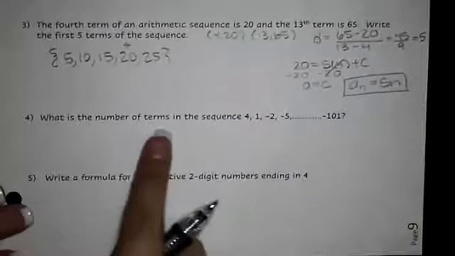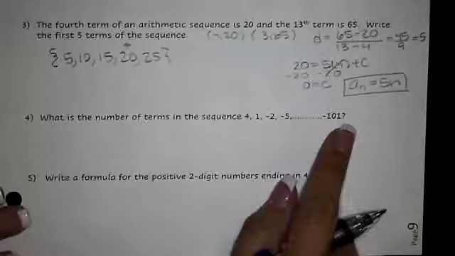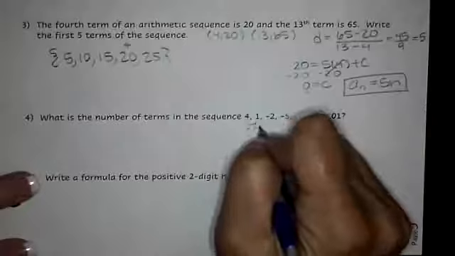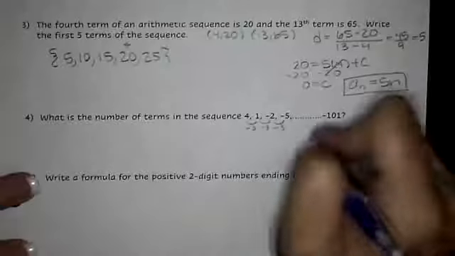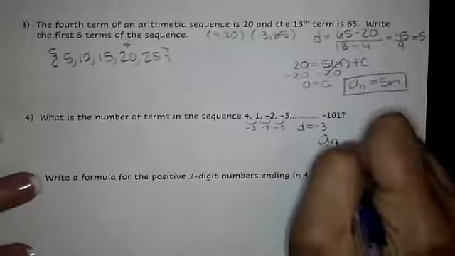All right, what is the number of terms in the sequence 4, 1, -2, -5, and all the way to -101? This is another way of asking kind of the same question. The first thing I do here is find my differences, and I see that this is going down by 3 each time. So my D value is -3. I'm going to go ahead and write my equation. Again, you can use the formula that was given to you up there of a sub 1 plus n minus 1 times D, or you can use the linear equation you've used in the past.